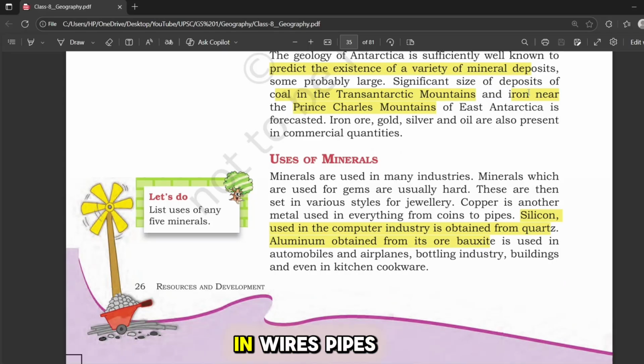Copper is used in wires, pipes, and coins, silicon is used in computers and chips and is taken from quartz, and aluminium, made from bauxite ore, is used in airplanes and packaging. So, minerals are literally the backbone of industrial development.